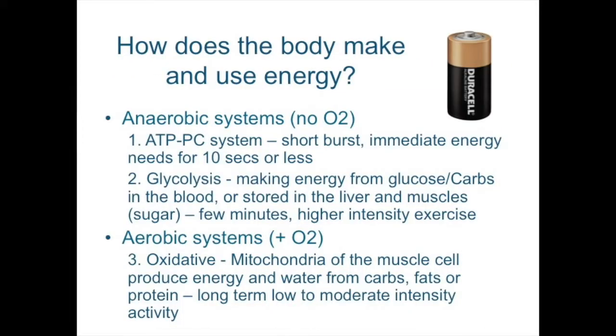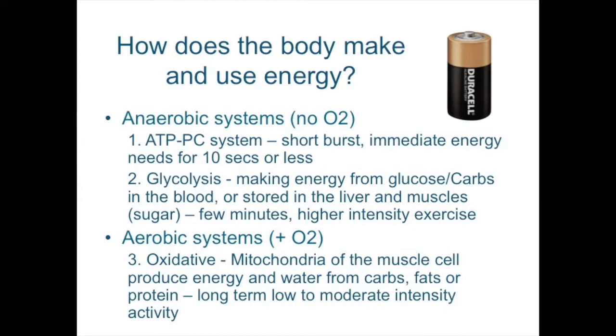So how does the body make and use that energy we need to contract our muscles? There's really three different energy systems, and two of them don't rely on oxygen, and one does rely on oxygen. So the first two systems are the ATP-PC system, which is the phosphocreatine ATP system, and it's what we use for immediate energy when we're just doing a short burst, or maybe getting up from a chair, or just for the first 10 seconds or so. We use that immediate supply that's right there in our muscles, ready to go.